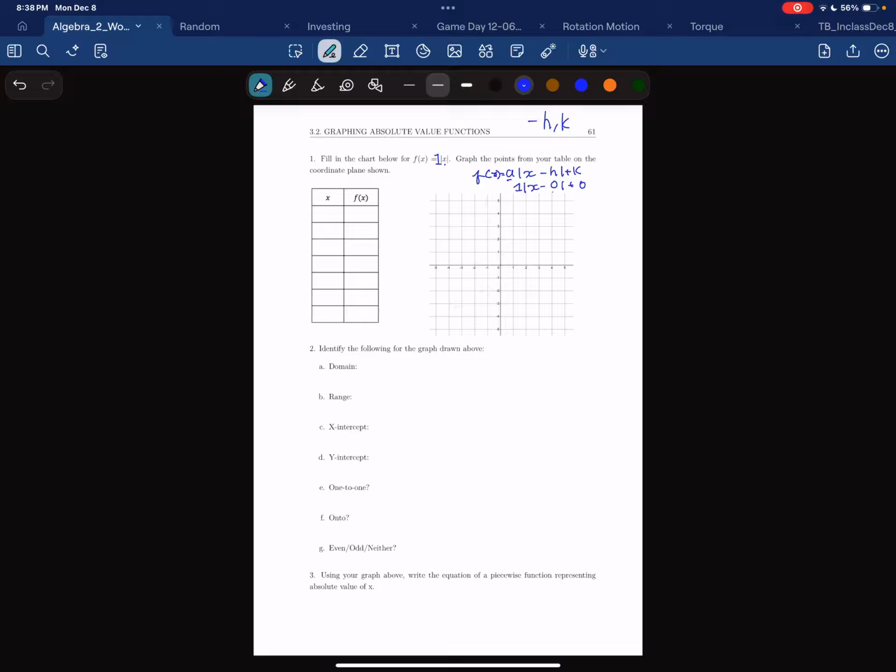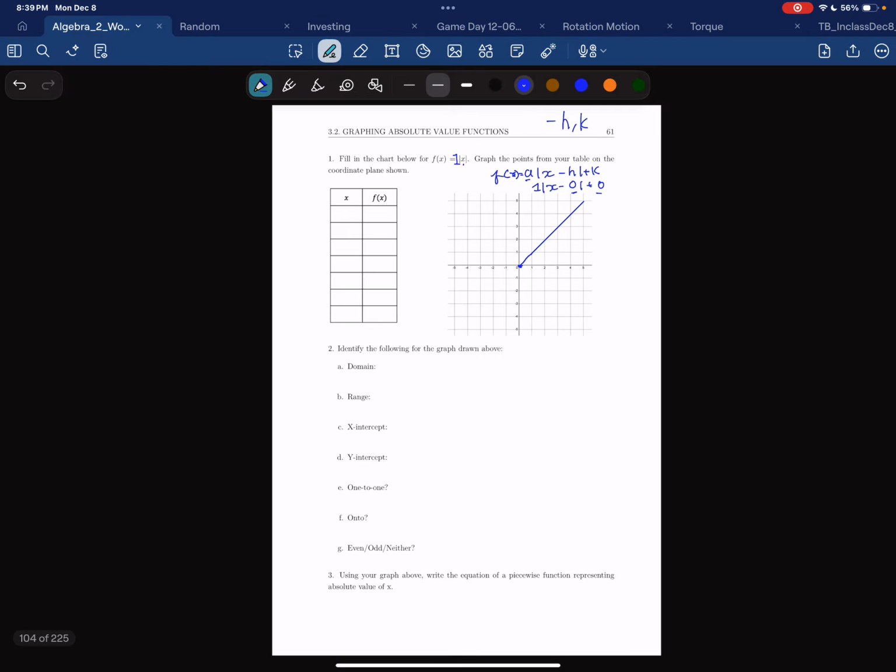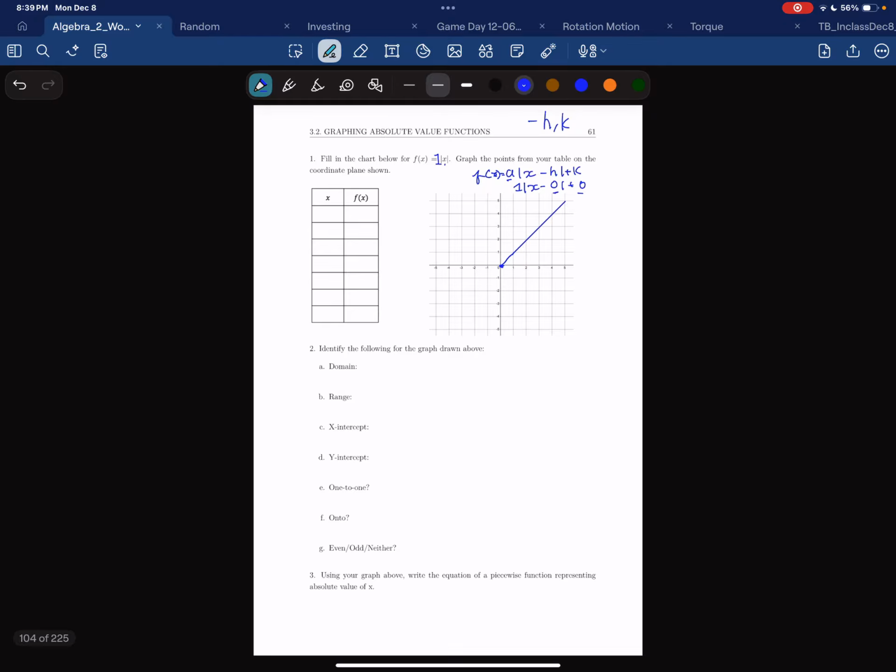So I know my vertex is at 0, 0. And A, my positive slope, is 1. So I just rise 1 over 1 each time. And my negative slope is 1 as well. Just rise 1, run 1, rise 1, run 1. And boom, I've graphed my function.